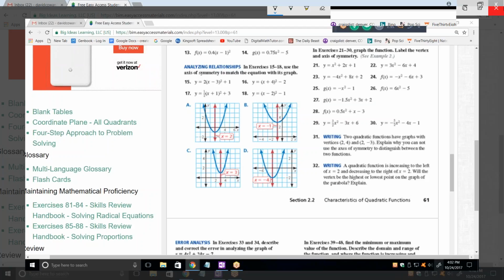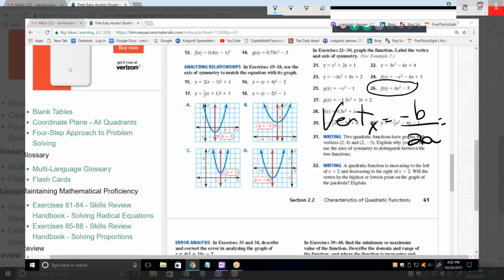All right, so let's look at 26. Now, notice the difference between 26 and 22 and 24. It doesn't have an x term. It only has an x squared term. Right. So, tell me what the x-coordinate of the vertex is.